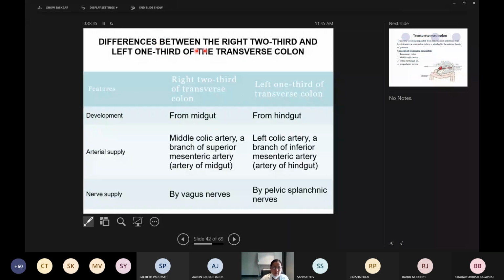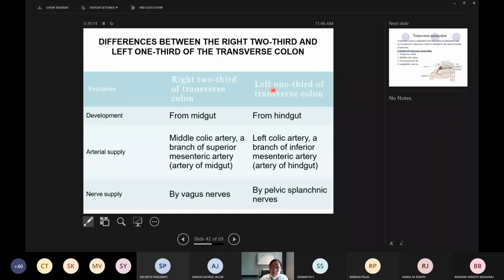So what are the differences between the right 2/3 and the left 1/3 of the transverse colon? So I think development of the midgut is over. So you all know about the right 2/3 of the transverse colon. Left 1/3 is developing from the hindgut. Still hindgut is not over. Is it completed, hindgut in embryology? No, ma'am. No. So this transverse colon is very unique.